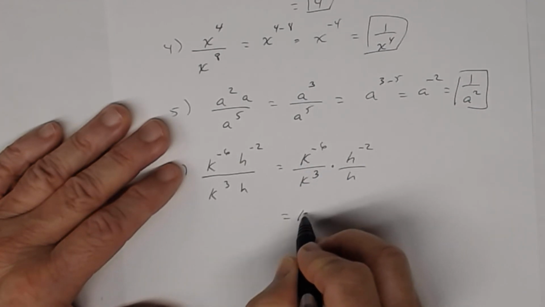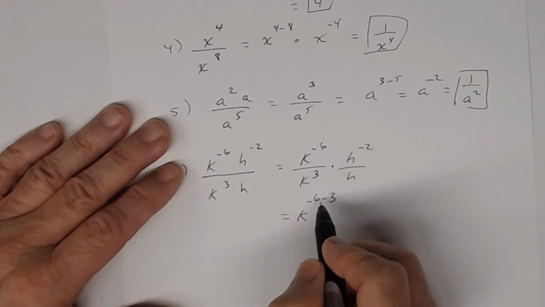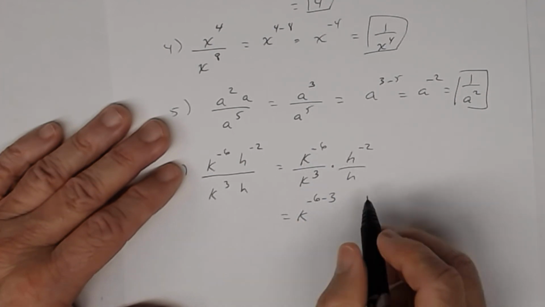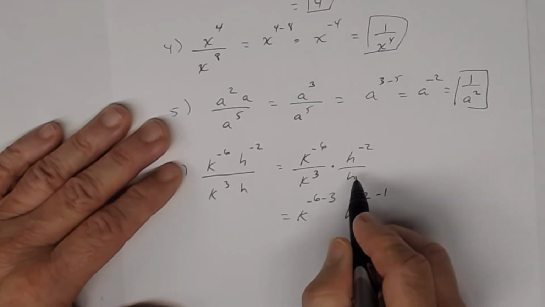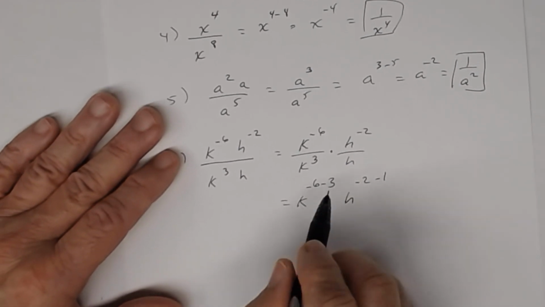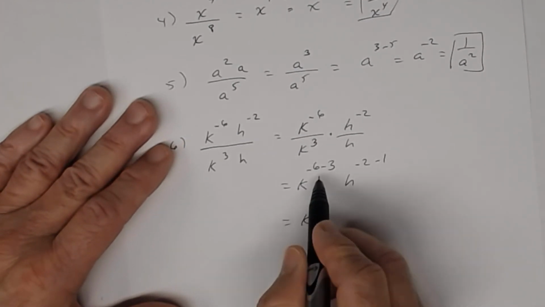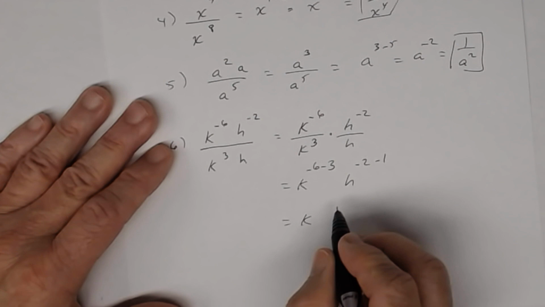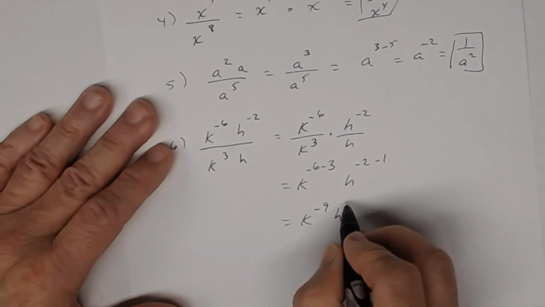So this becomes k to the negative 6 minus 3. So when you divide like bases, you subtract exponents. Negative 6 subtract 3 times h to the negative 2 subtract 1, because that's understood to be a 1, right? Now let's simplify the exponent. So that's k to the negative 6 subtract 3 is a negative 9. And then negative 2 subtract 1 is a negative 3.